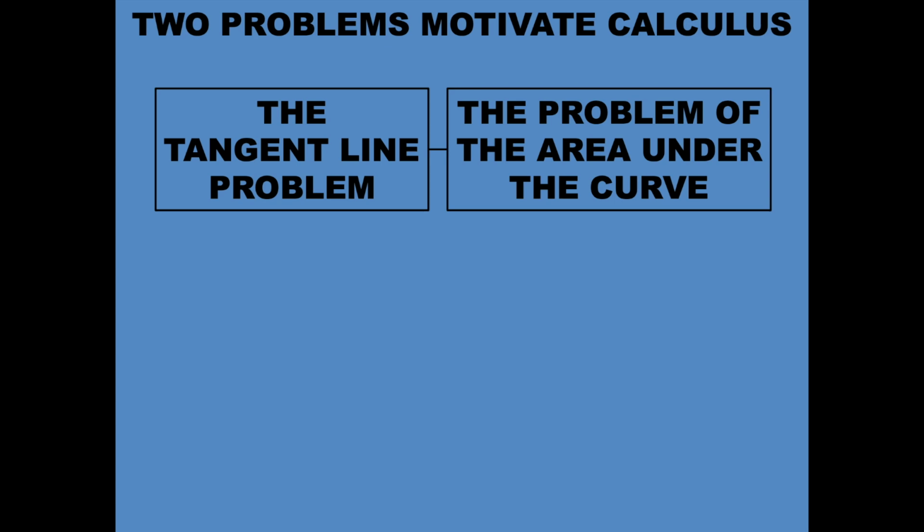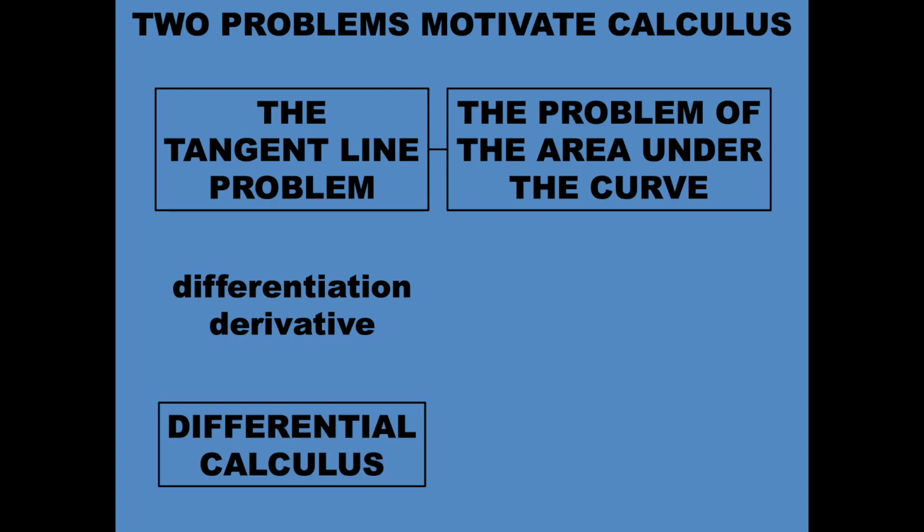There are some key words that I'd like to point out. When we talked about the tangent line problem, we talked about the operation of differentiation, and the result we got from that was the derivative. Roughly speaking, anything to do with differentiation is called differential calculus.